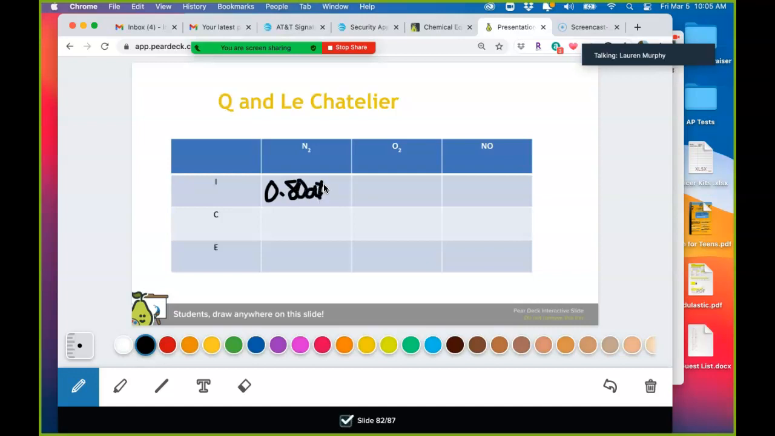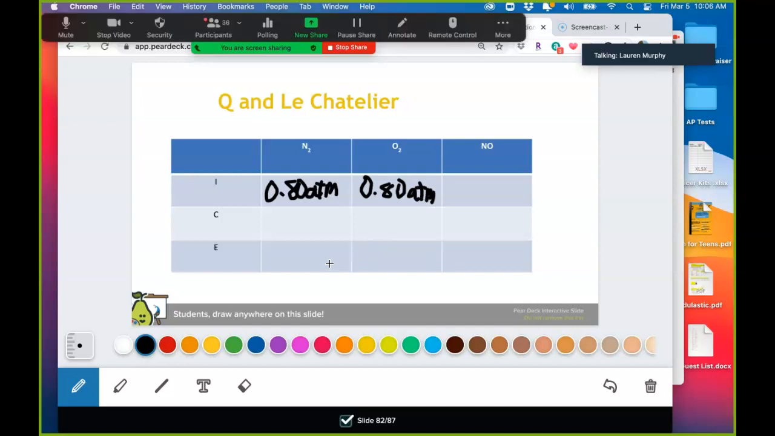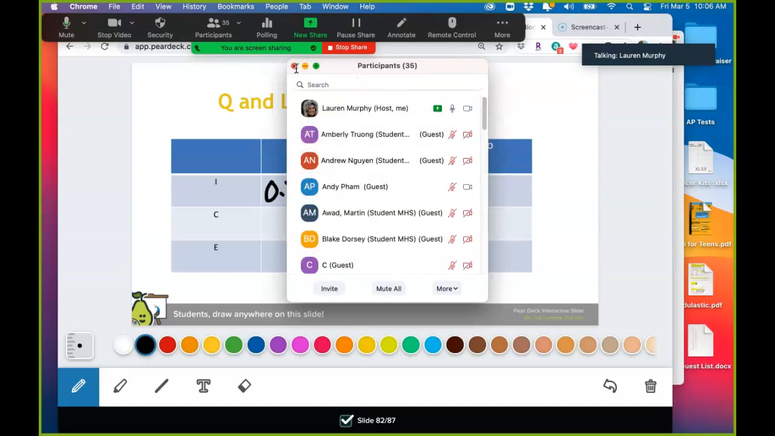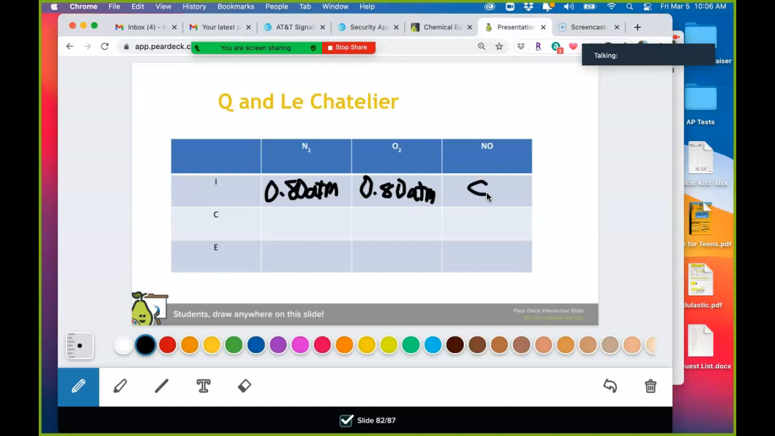atmospheres. So what are the kinds of things we can plug into an ICE chart? Well, in this chapter, we've plugged in concentrations and pressures, atmospheres, and we've actually been able to use moles too, right? When we've assumed the volume has stayed constant, the same for all of the species, okay? So we shouldn't have any product initially unless they tell you, right? This is at equilibrium, and then balanced, it would look like this.